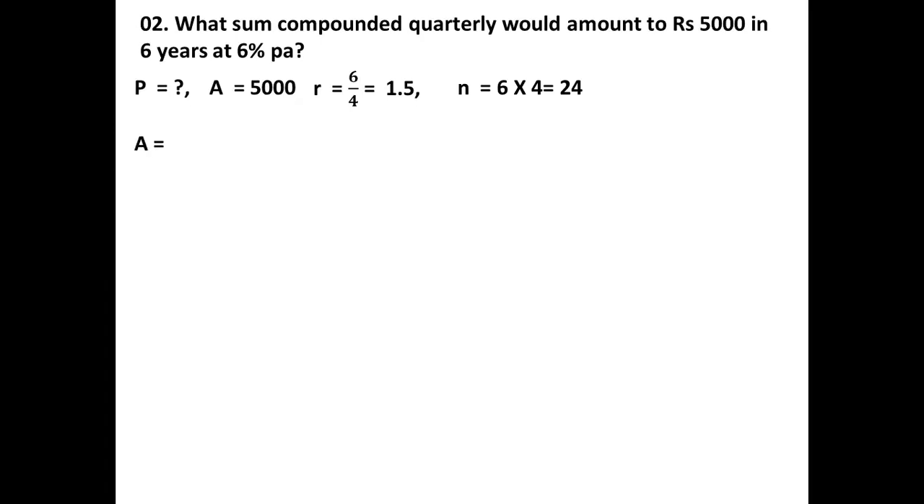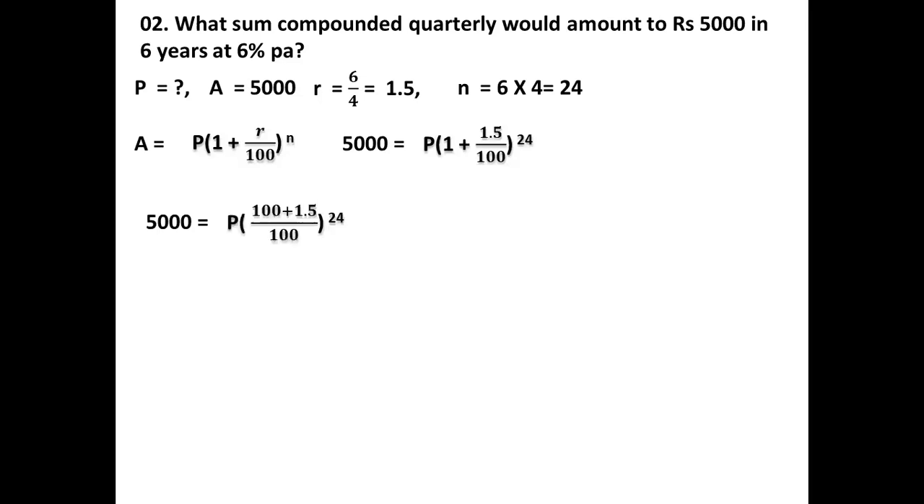Then you apply the equation: A is equal to P into (1 plus r by 100) raised to n. So 5,000 is the A value. Then P in the bracket (1 plus 1.5 divided by 100) raised to 24. Converted n is 24, converted r is 1.5. Nominal r is 6, nominal n is 6. Remember this.